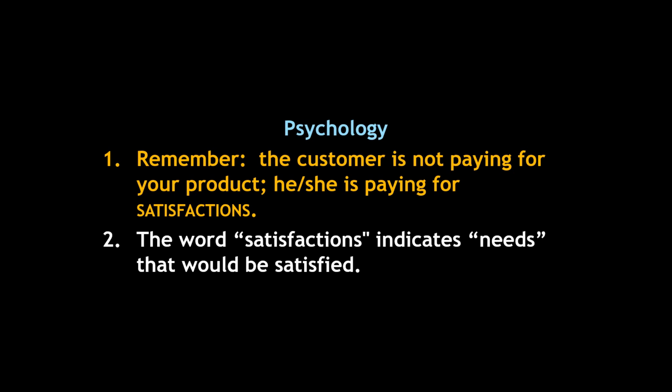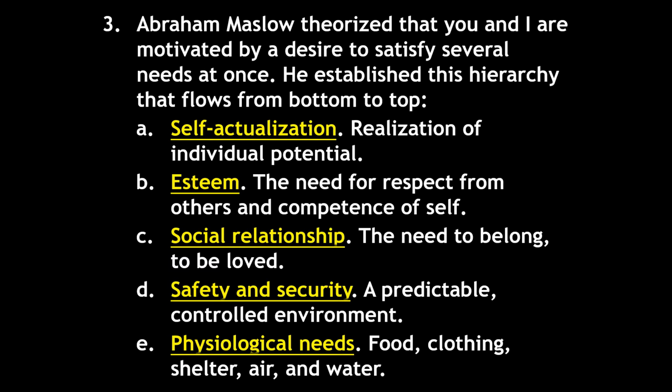Maslow theorized that you and I are motivated by a desire to satisfy several needs at once. This is the hierarchy of needs. And he established this hierarchy that flows from bottom to top. So as we're reading through this list, we're actually going to start down at E and work our way up to A, because E is the fundamental basis of the hierarchy of needs. The first thing we need, the primary thing that we need, is to have our physiological needs met. We need food, clothing, shelter, air, water, all those sorts of things.